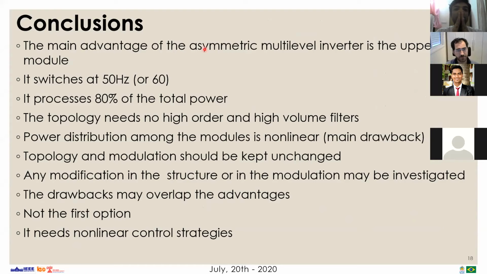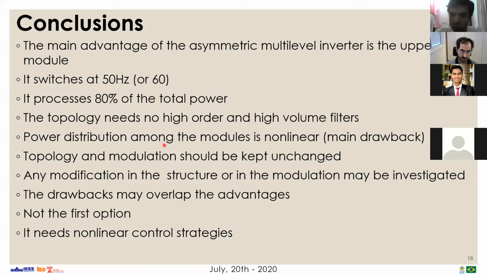The main advantage of the asymmetric multilevel inverter is in the upper module. The upper module provides the most important feature of the topology. It processes 80% of the total power. The switching frequency of the upper module is considerably low. You are switching it at 50 or 60 hertz. And the topology needs no high order and high volume filters. These are the main advantages of the asymmetric topology as we saw. The upper module is what we need to look at when applying this topology to some applications.